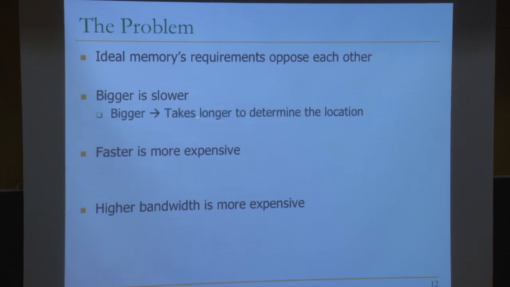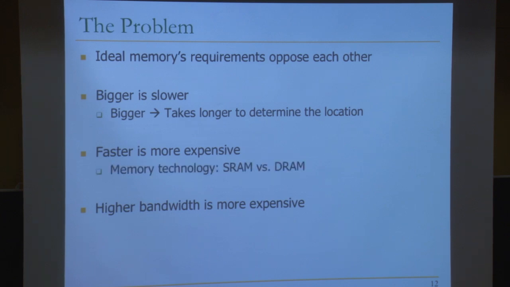Well, why is bigger slower? Because it takes longer to determine the location, right? You need to decode the address. And also, we'll see a generic memory design. You need to bring the data. If it's very big, now that data needs to be driven out of the memory chip. It takes longer. Why is faster more expensive?